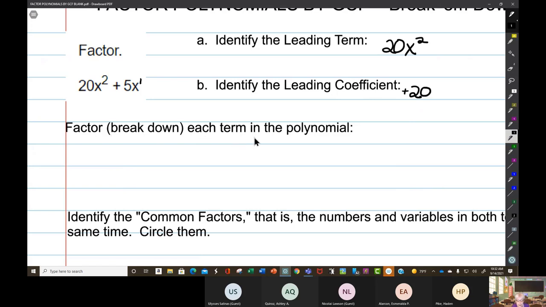Now we are going to factor each term in the polynomial. We're going to break it down, and this is how we're going to break it down. 20 breaks down into, now you can do this any way you like. You could say 5 times 4, 2 times 10, but let's say 2 times 10. And 10 breaks down into 2 times 5. Meanwhile, 5 breaks down into 1 times 5.